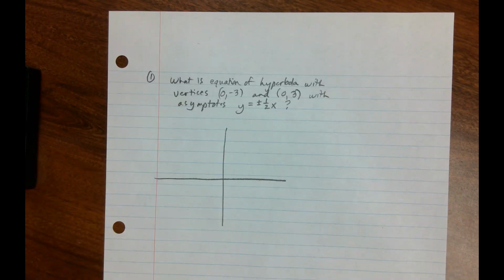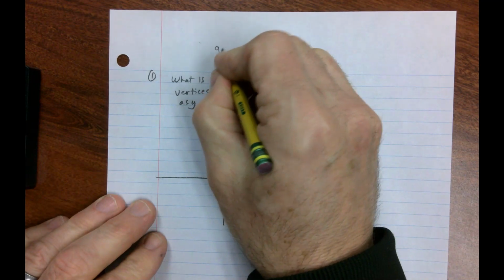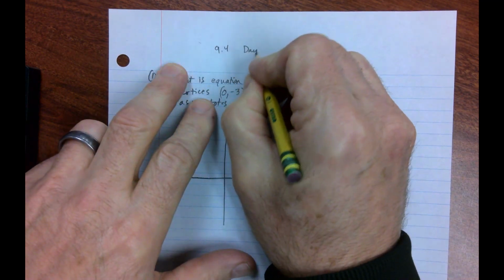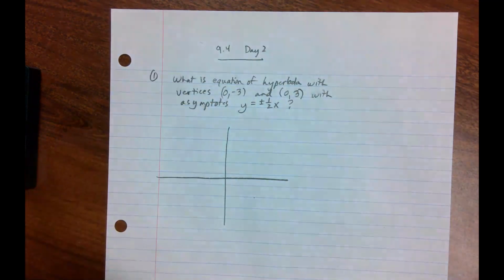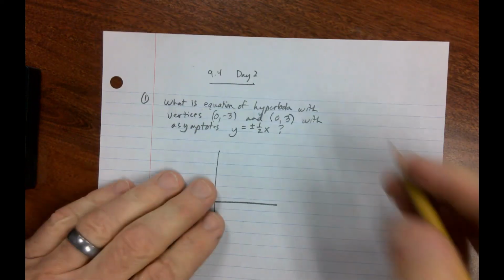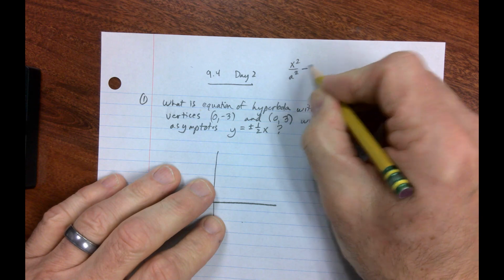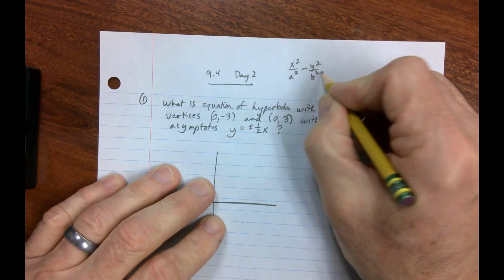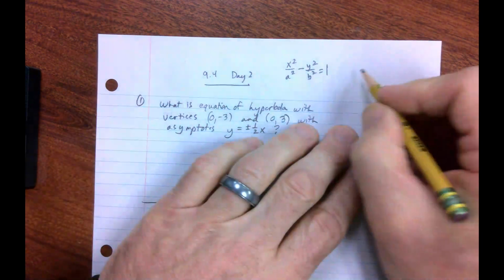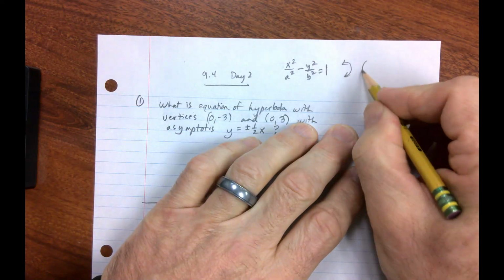All right, so here we are. We're up to 9-4 day 2. More about hyperbolas. So just to kind of wrap our brains around everything, x squared over a squared minus y squared over b squared equals 1 are the hyperbolas that look like this.